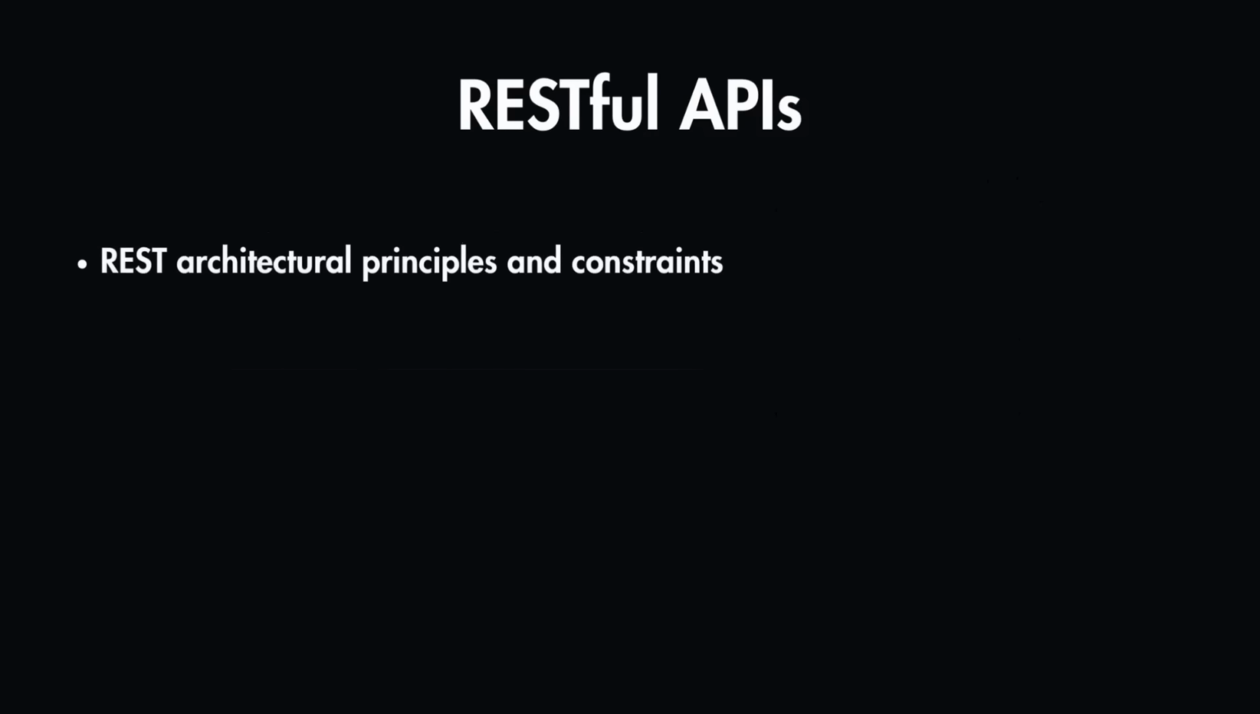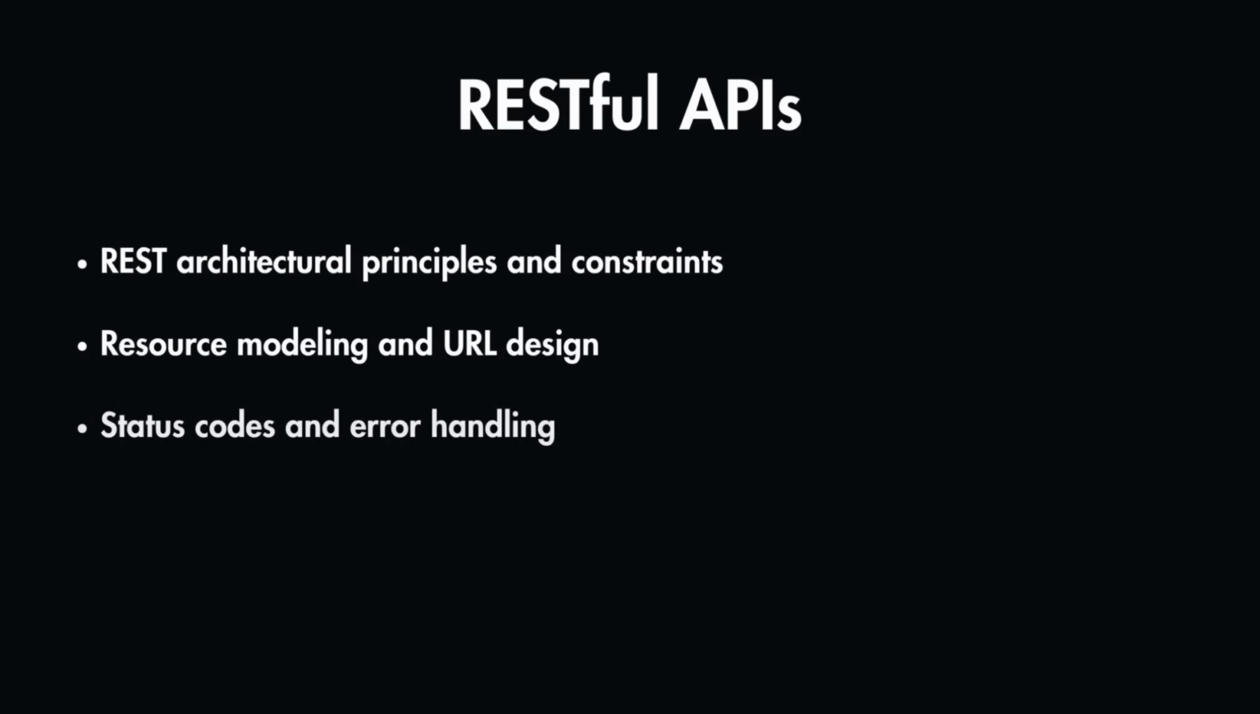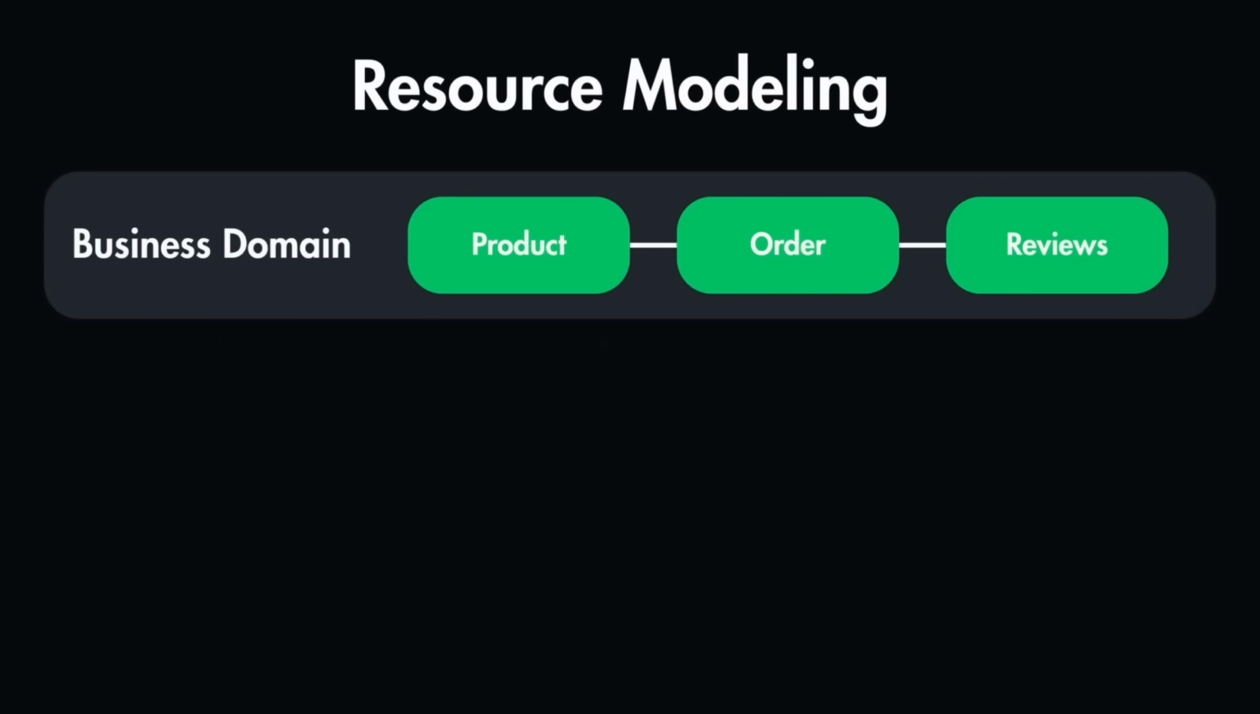We'll start by learning about the architectural principles and constraints of RESTful APIs, about resource modeling and URL design, also the status codes and error handling, as well as filtering, sorting, and so on. And we'll learn the best practices when using and developing RESTful APIs. Let's start with resource modeling.